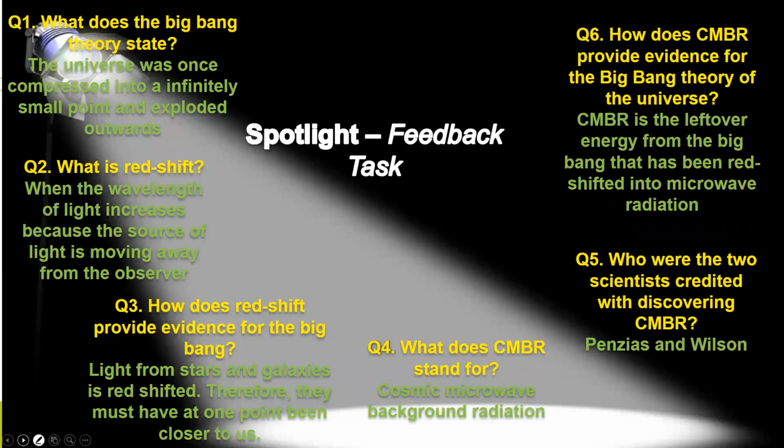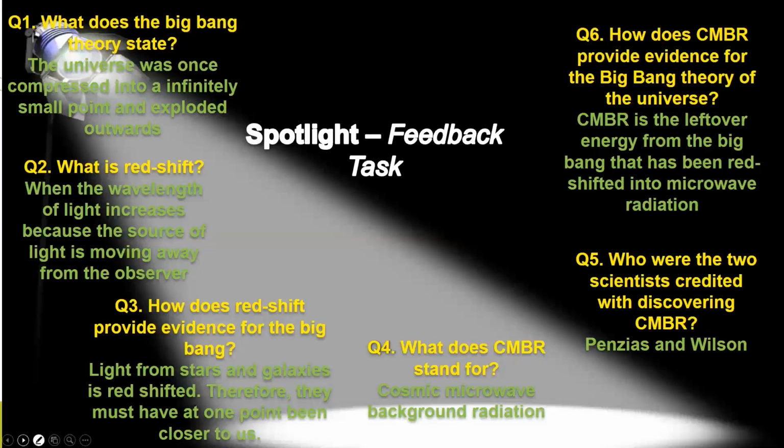Okay, so that's an interesting phenomenon, and that's going to take some explanation. But redshift provides us with the evidence of the Big Bang Theory because, as this article explains quite well, the light from stars and galaxies is actually redshifted. We can now capture it in certain cameras. Therefore, they must have at one point been much closer to us, because redshift indicates that they're now moving away.